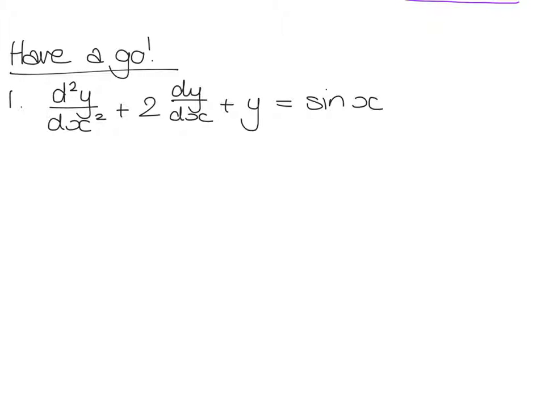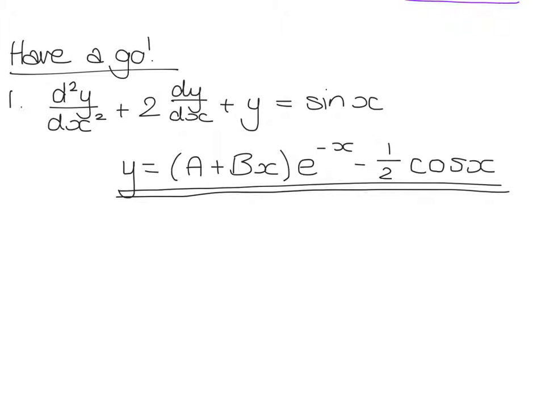So I'll finish off with a couple of questions that I will not go through. Instead, this is your opportunity to have a go yourself. After I've written down each question, there will be a 5-second countdown before the answers are revealed. So question 1. We want to solve the second order linear ODE of d2y by dx squared plus 2 times dy by dx plus y equals sine x. Again, we want to solve for y. 5, 4, 3, 2, 1.